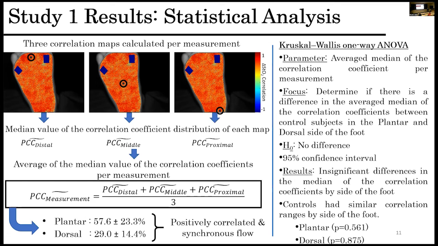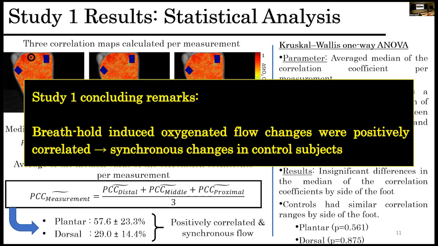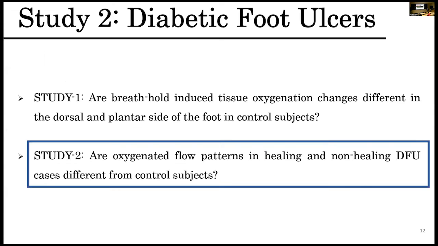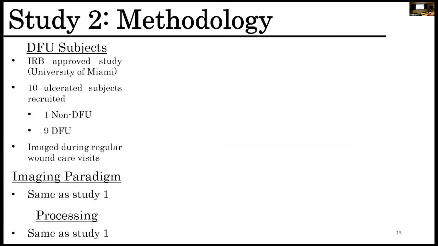And what we found was that there was an insignificant difference in the median of the correlation coefficients by side across the subjects, meaning that controls had similar correlation ranges by side. And so, to summarize for study 1, what we found was that breath-induced oxygenated flow changes were positively correlated and synchronous in controls.